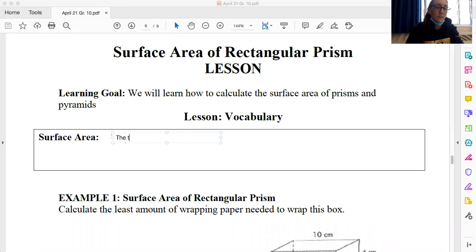The surface area is the total area of a surface of an object, and that is measured in square units. So instead of having the little 3 on top of your unit, like centimeters cubed, you're going to have the little 2 at the top instead.